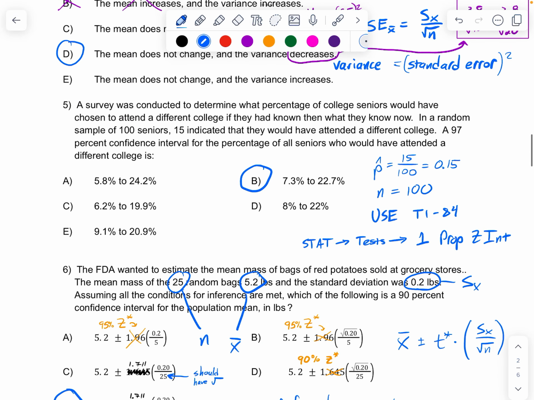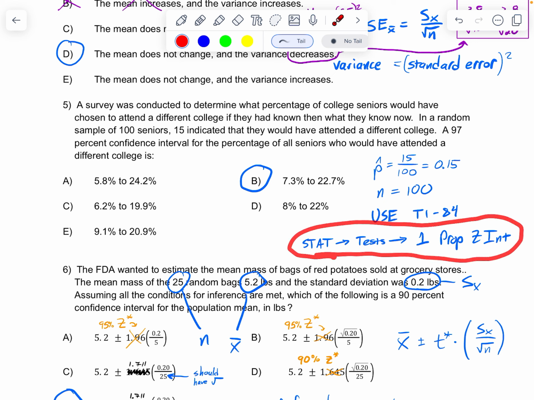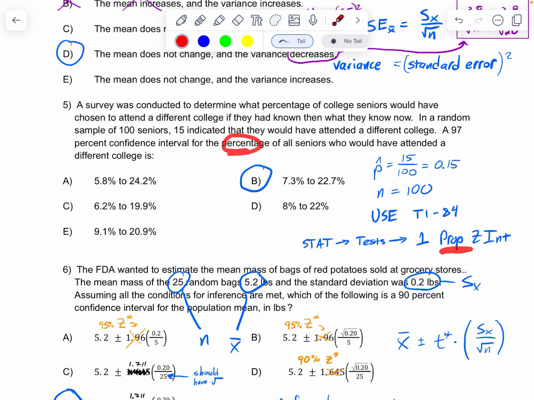5. A survey was conducted to determine what percent, so we're doing P's and P hats, what percent of college seniors would have chosen to attend a different college if they had known what they know now. In a random sample of 100 seniors, 15 indicated they would have attended a different college. A 97% confidence interval for the percentage of all seniors who would have attended a different college is blank. So this is really just multiple choice. Don't show your work. Just use the calculator to create this interval. Make sure you know it's a percent, so it's a proportion interval.